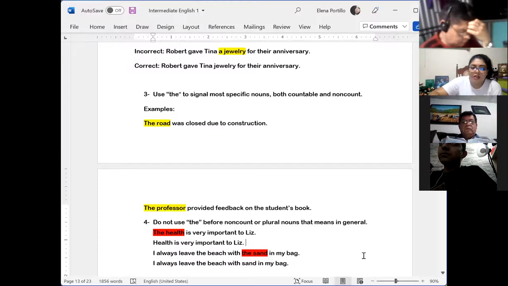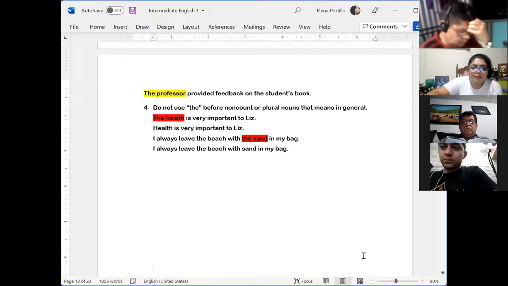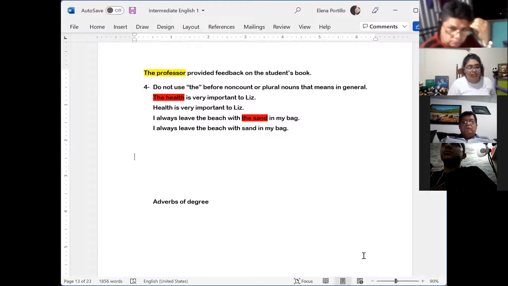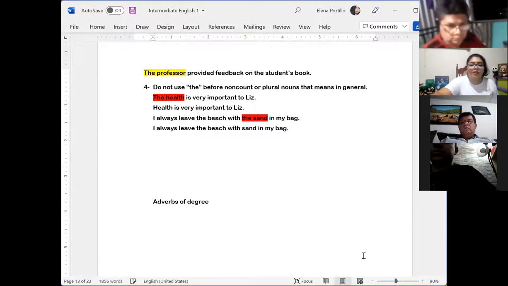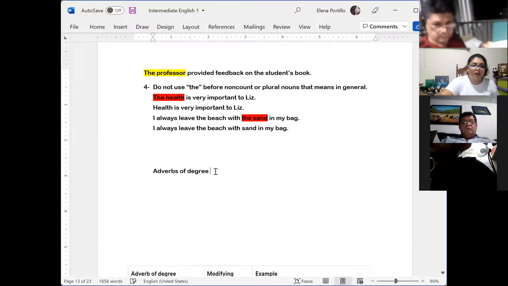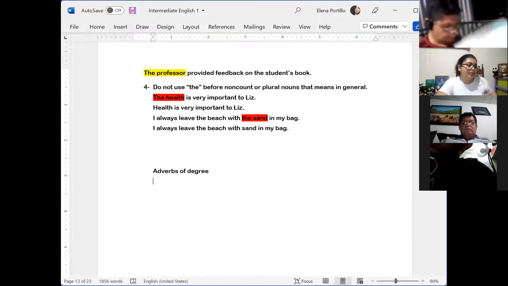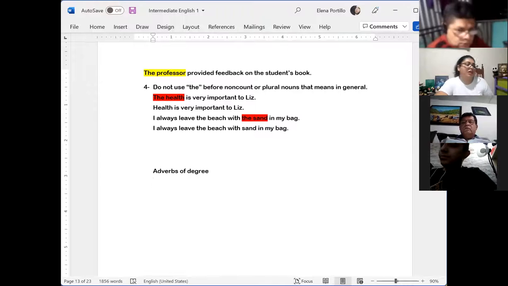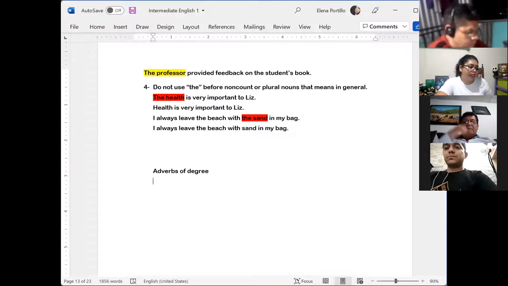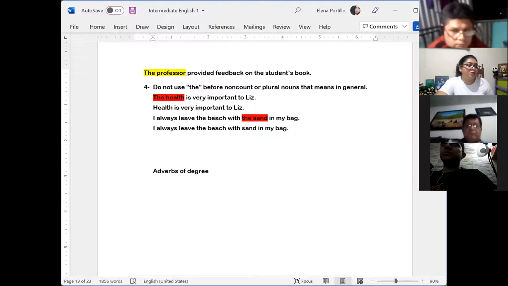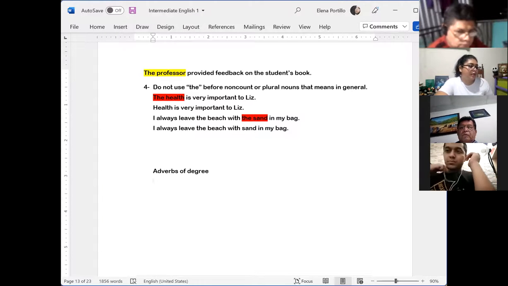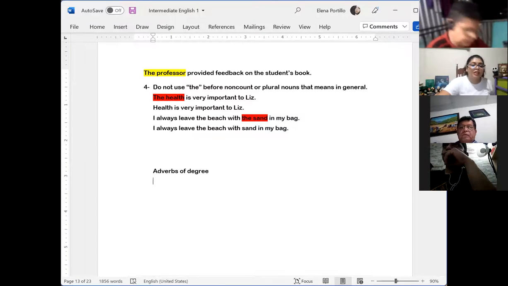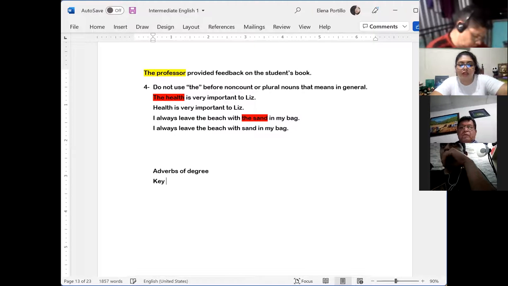So we are going to talk about, let me show you, adverbs of degree. What are these adverbs and some examples of them? First, adverbs of degree tell us about the intensity of something. Adverbs of degree are usually placed before the adjective, adverb, or verb that they modify, although there are some exceptions. The words too, very, and extremely are examples of adverbs of degree. Keywords.